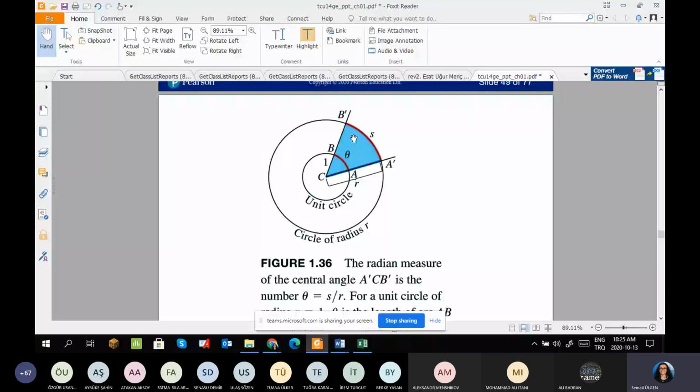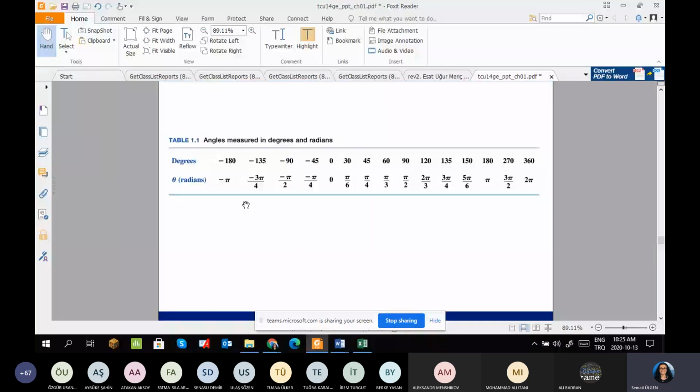Anyways, theta has this relationship: theta is equal to S over R. So S, R, and theta are proportional. This is what we conclude from here. So S is equal to R times theta, where theta is in radians. We have degrees and radians converting to each other. So pi is equal to 180, you guys know. Pi over 2 is 90 degrees, etc. 2 pi is 360. You remember that from high school.